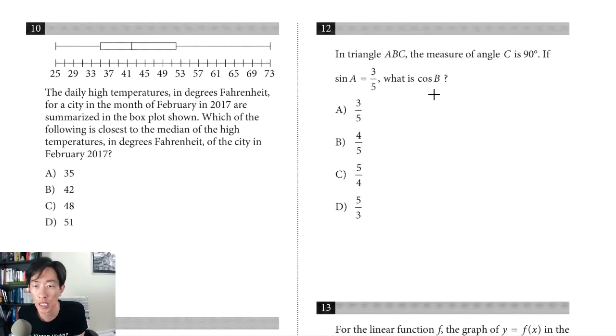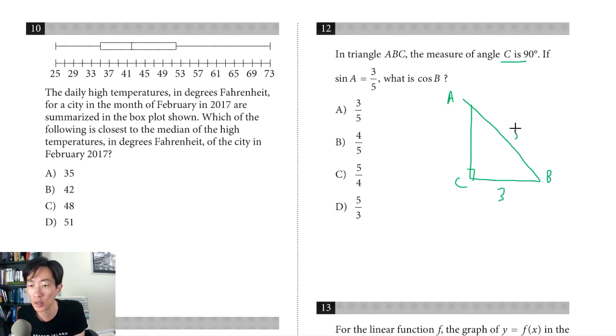Question 12, in triangle ABC, the measure of angle C is 90. If the sine of A is 3/5, what is cosine B? So let's draw a diagram very quickly. We know that C is the right angle, and we'll put A over here and B over here. They're saying the sine of A is 3/5, so sine is opposite over hypotenuse. This is 3, this is 5. What is the cosine of B? Cosine is adjacent over hypotenuse, so automatically you know cosine of B is the same thing as the sine of A, and the answer is choice A.